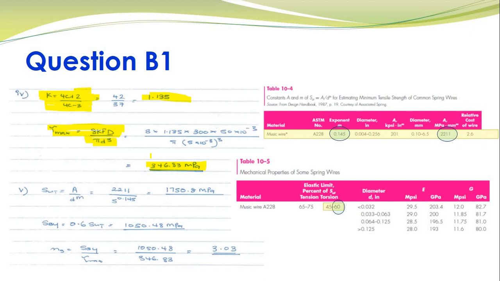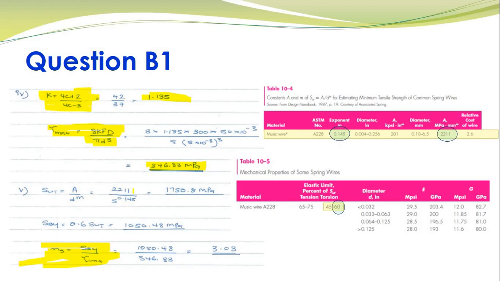Now the last part is you have to calculate your static factor of safety, and your static factor of safety is basically your Ssy divided by tau max. So tau max we have already obtained, so we have to calculate our Ssy, and Ssy is our torsional yield strength. In order to calculate this, we have to follow this particular step. The first thing is we have to find our ultimate tensile strength, which is your Sut, and Sut is simply given by A divided by d to the power of m.